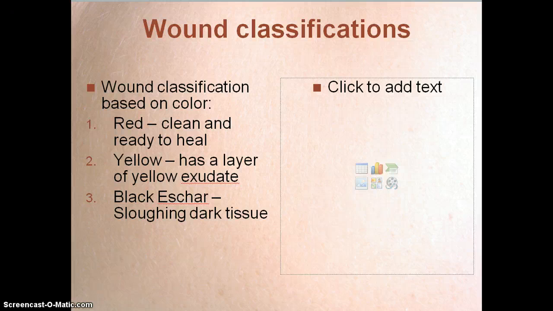Our wounds are then classified by their color. A red one is clean and looking ready to heal, and that's why we debride a wound, or try to keep all of the eschar and dead tissue off of that area. Our yellow has a layer of exudate or tissue, and our black is that sloughing dark tissue that needs to be removed so that the healthy tissue underneath can heal.